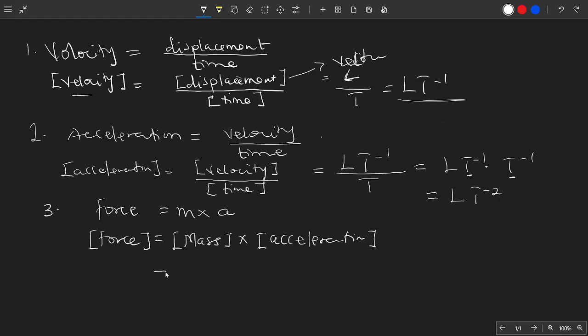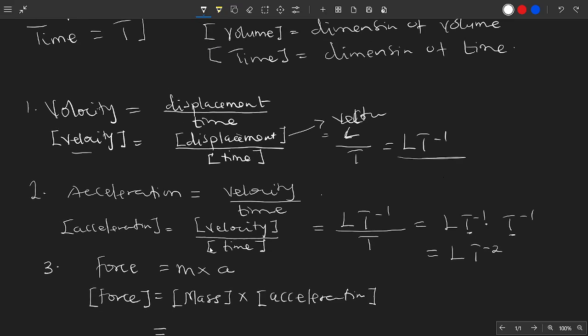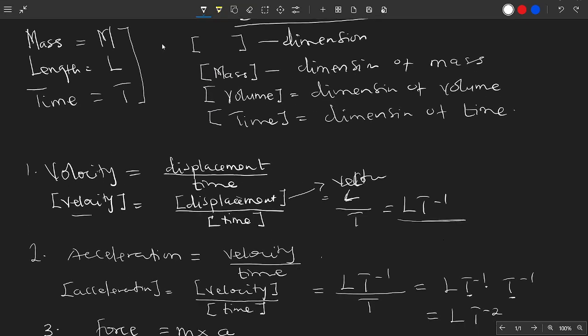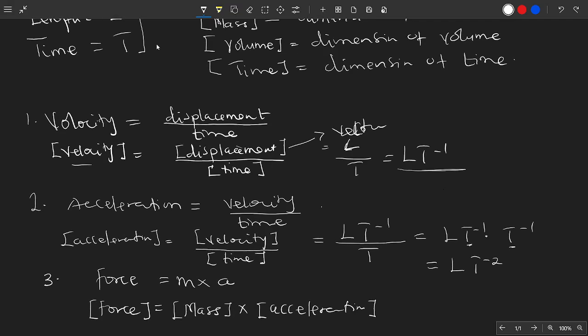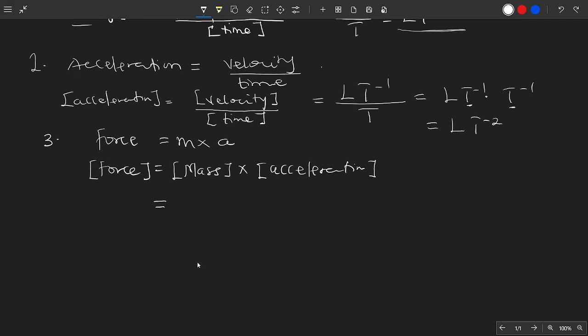All right. So the dimension of mass is capital M. So we have capital M times the dimension of acceleration, which is LT negative 2. And this is going to give us MLT negative 2. And this is the dimension of force.